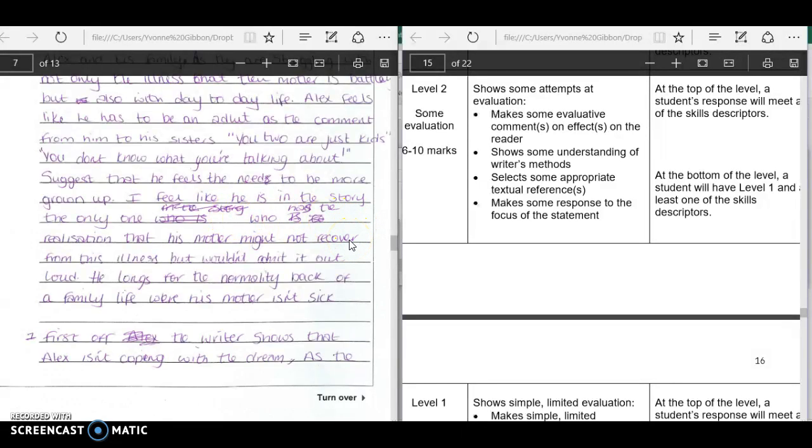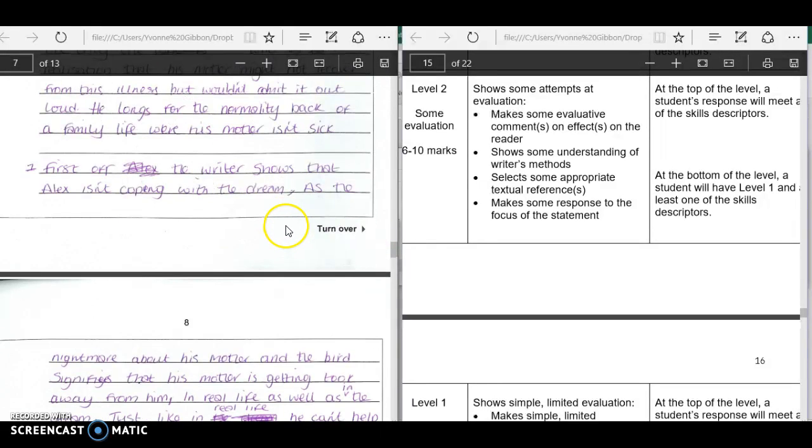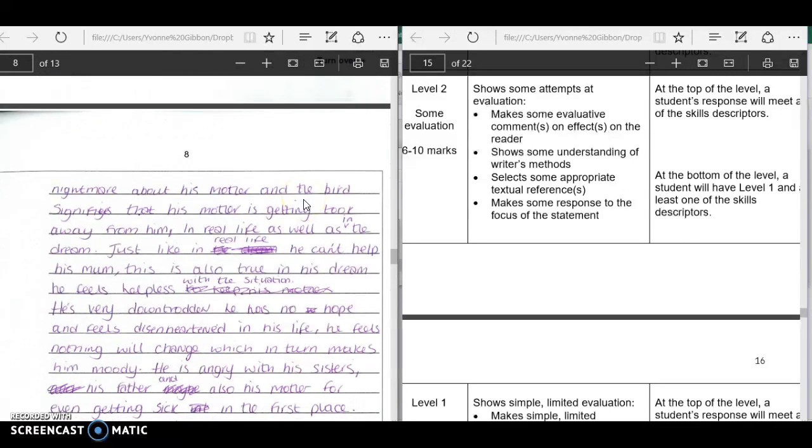You said he feels like he's the only one who has realised that the mother might not recover, and whilst he won't admit it out loud, he longs for the normality back of family life when his mother isn't sick. Then you say, first off, the writer shows that Alex isn't coping with the dream, but the dream isn't in the part that you need to be referring to.